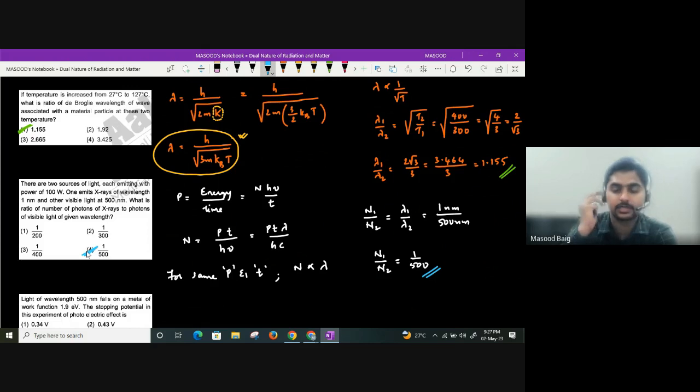Power is energy per unit time. If you have one photon, you write h nu by t. But if n number of photons are emitted, then I can write power as n into h nu divided by t. So I can write the number of photons emitted as P lambda by hc into time. Usually they will ask you the number of photons emitted per unit time, N by t. N by t will be P lambda divided by hc. Very important case again.